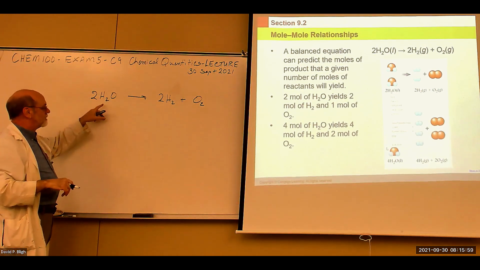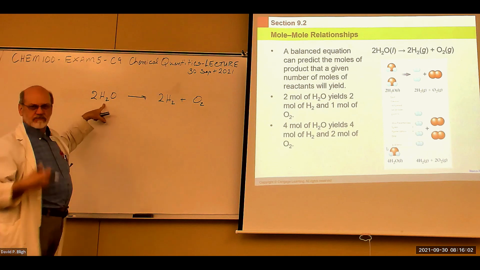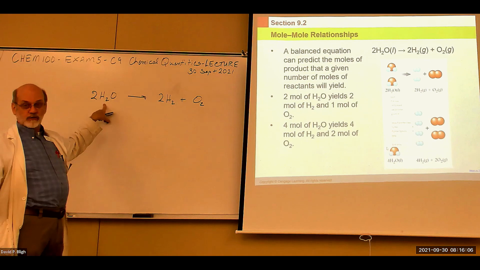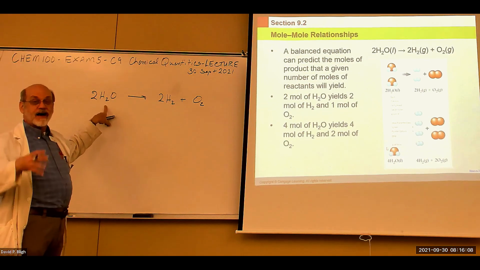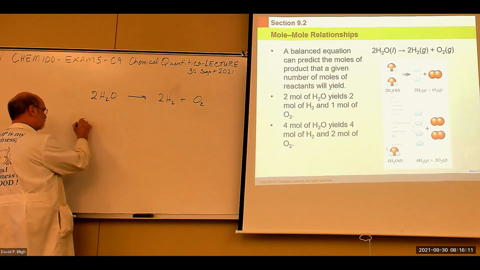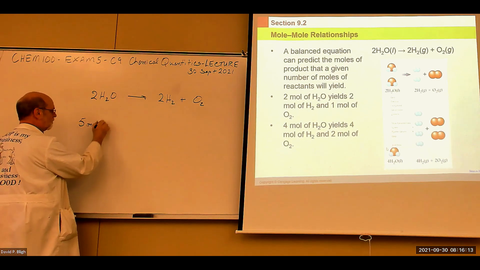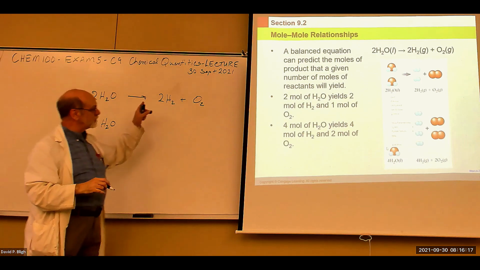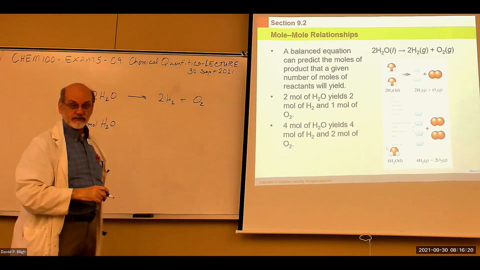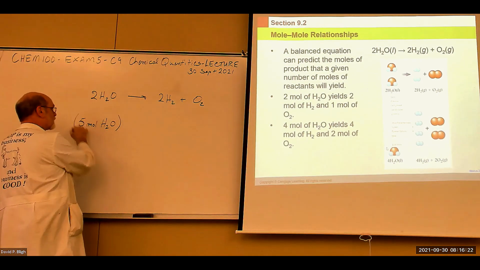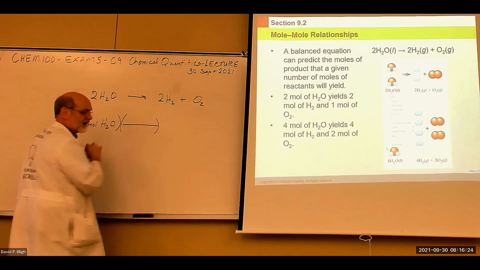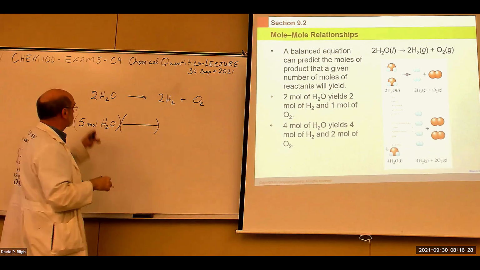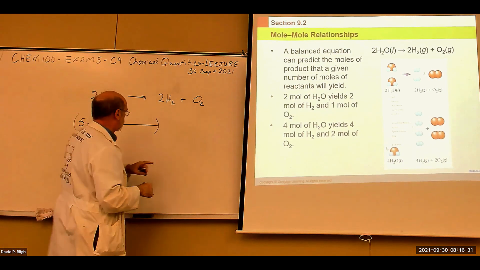If we say, rather than 2 hydrogens, we have, say, 5 moles of water, 5 moles of water. Right? How many moles of these products can we produce? We use the coefficients as conversion factors. Right? The ratio is fixed, 2 to 2 to 1.